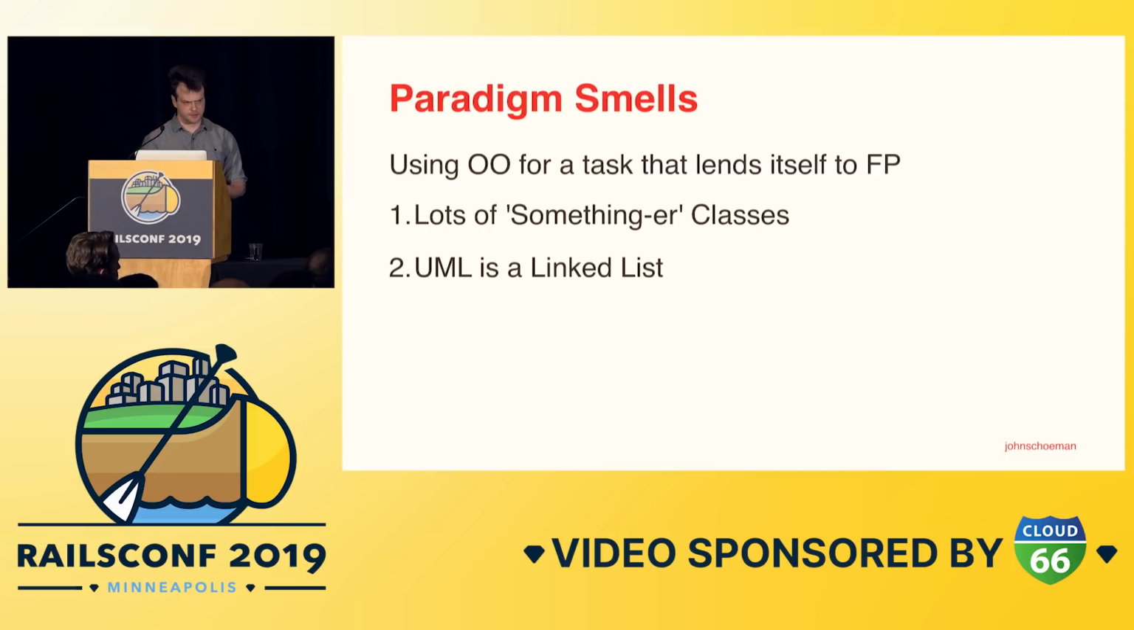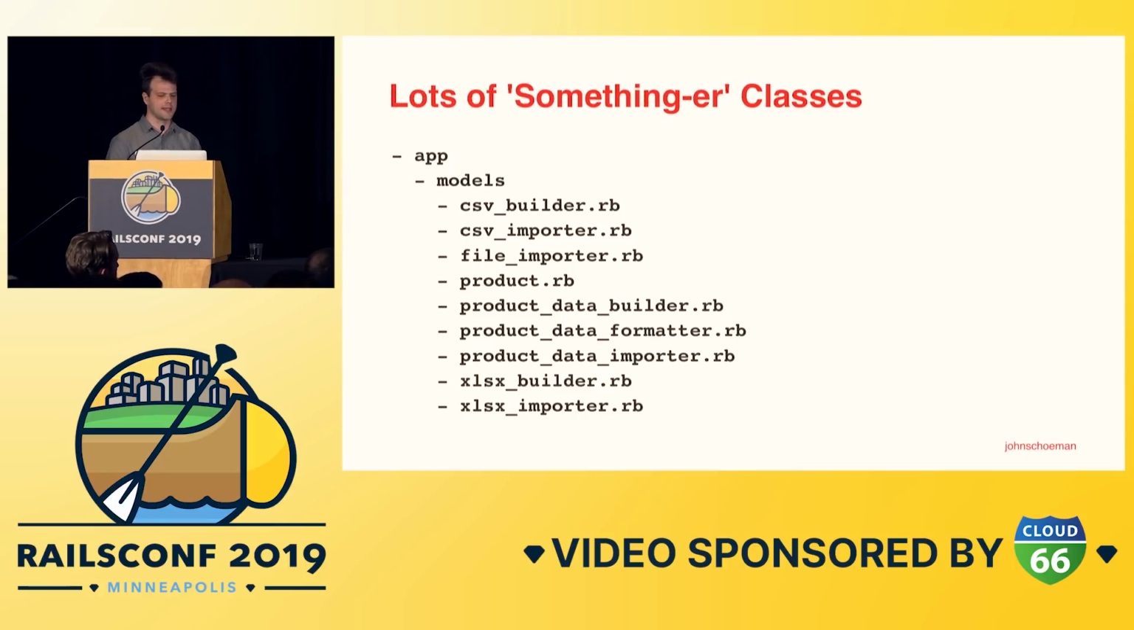Some other things that I noticed in going through this exercise were some paradigm smells. I thought they were pretty interesting. The first of which was there's a lot of something-er classes here. You know, we have the builder, we have the importer, we have the other builder, we have the formatter, we have the other importer. If we were to keep going, maybe we'd want to add a validator, something of that nature. A something-er class to me reads as a verb that I've forced into being a noun. If you think about it for a moment, there is no concept of a builder or formatter in the domain logic for this application.